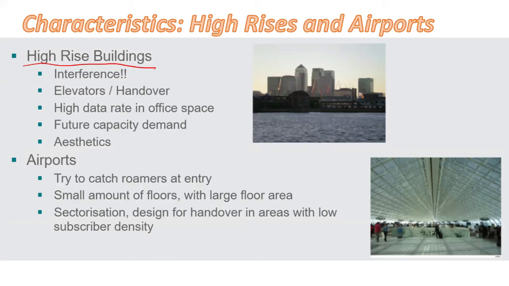The second important kind of buildings are the airports. Airports are a place where we can congregate a very high density of users. So it is especially important for operators who can capitalize on roamers arriving to the country. The problem is that airport layout is very challenging.